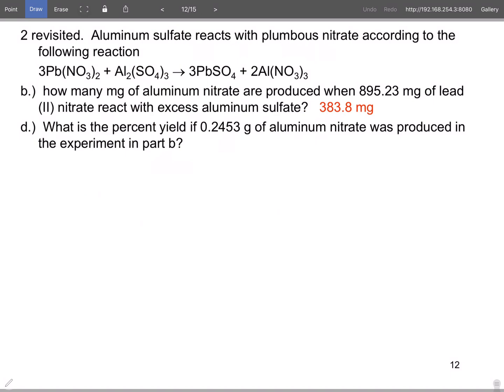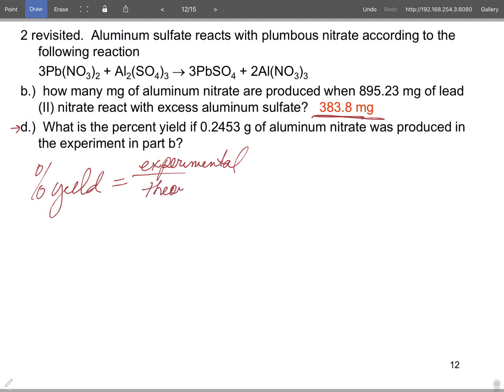So how do we work this problem? Well, let's go back to problem 2, where we had the aluminum sulfate and the lead nitrate. Okay, we had got this answer here. I didn't make this answer up. We got it. So now, if you'll notice, we did C. Now we're at D. What's the percent yield if that many grams of aluminum nitrate was produced? Okay, so remember, percent yield is equal to experimental over theoretical times 100. Don't forget the times 100. Not going to lie, occasionally I do that. So in this particular case, we're told that experimentally we had 0.2453 grams.